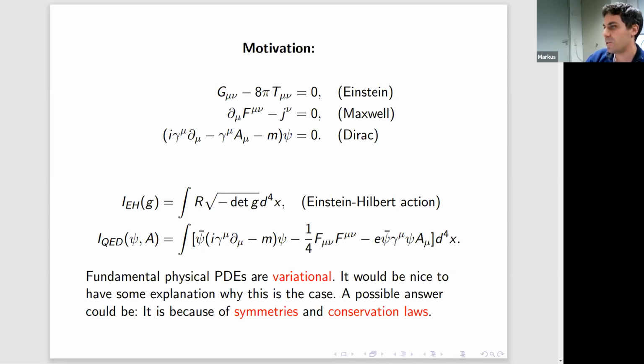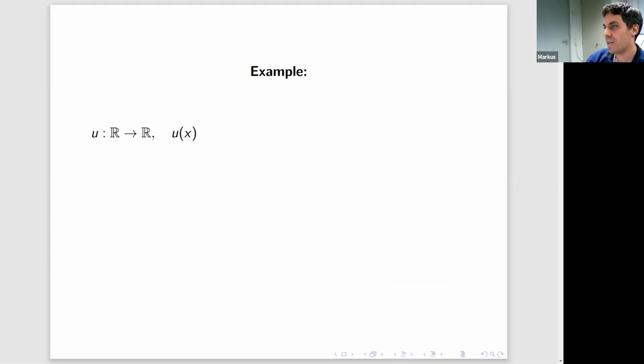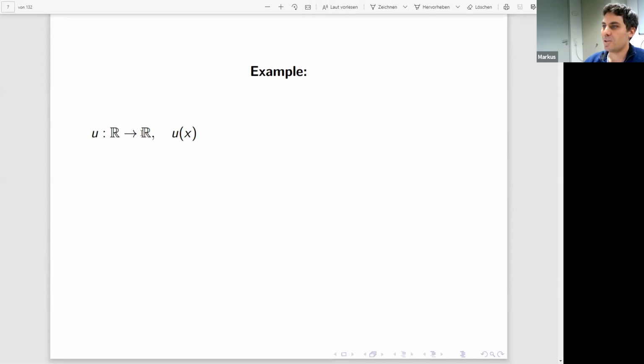That's it for the motivation part. I have another kind of motivation slide here, which is this very easy example, to get into this stuff a little bit more. Let's consider you have a function from R to R, a function u of x depending on the variable x here.